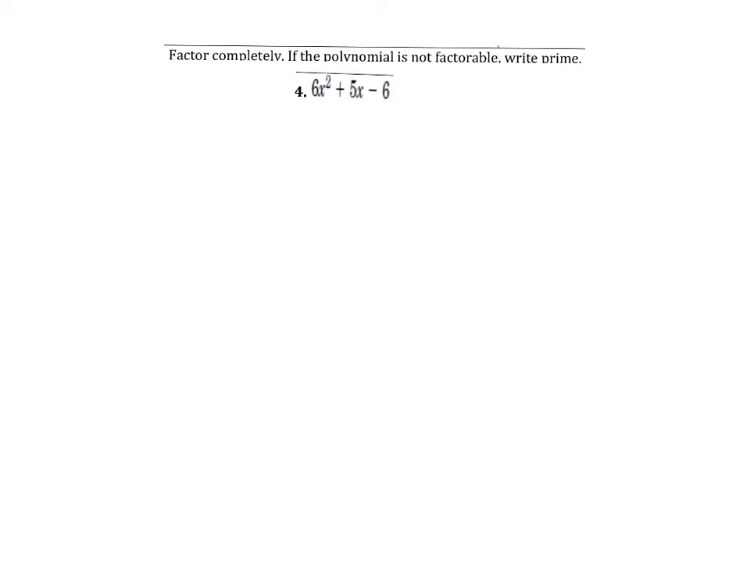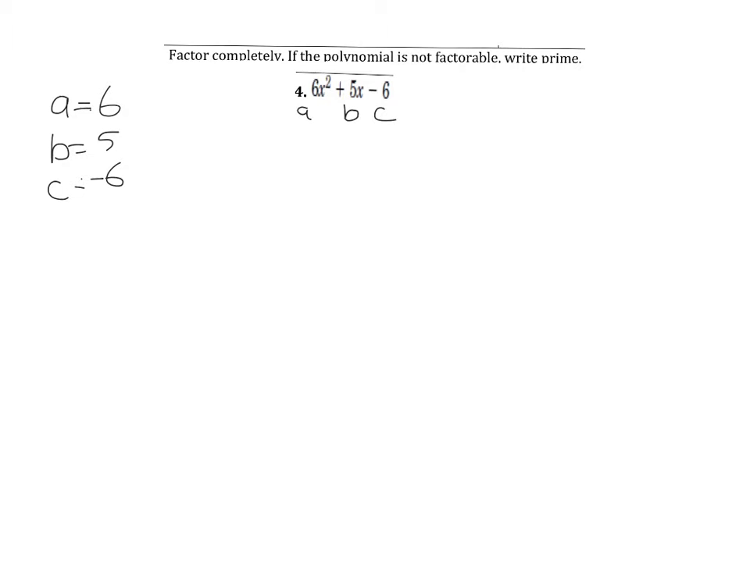Notes 5-4a, still factoring polynomials. This time we have a trinomial where a is not equal to 1. You can see I labeled my trinomial. The x squared is the a, the x to the first is the b, and the c is the -6. So a is equal to 6, b is equal to +5, and c is equal to -6.